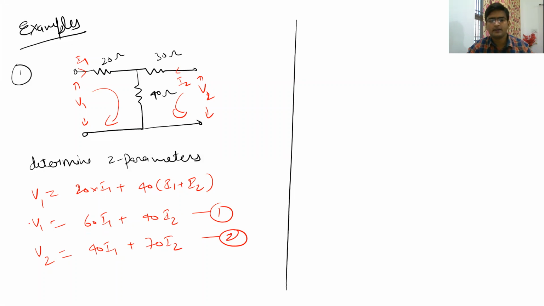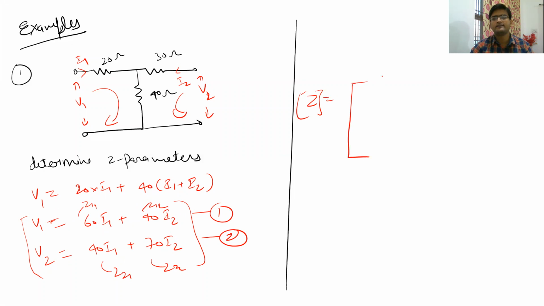So just by comparing these two equations with the standard Z parameter equations, this will be Z11, this will be Z12, this will be Z21, and this will be Z22. So your Z parameter will be written like this: 60 ohm, since all are impedances, 40 ohm, again 40 ohm, and this is 70 ohm. So this is your answer.